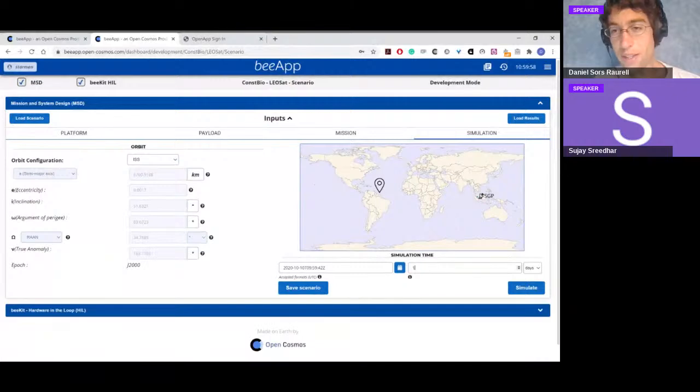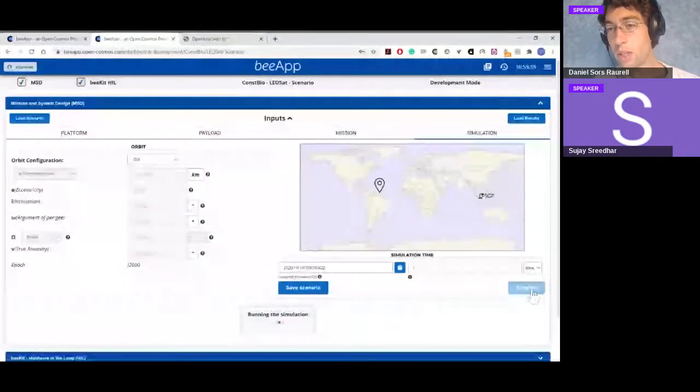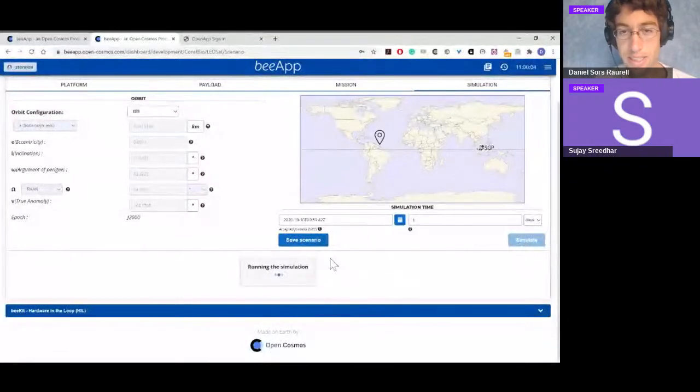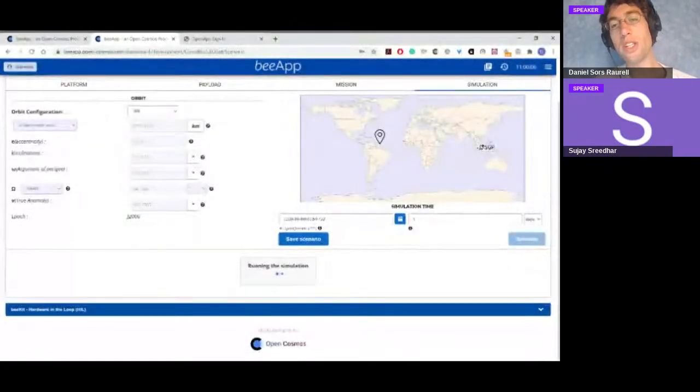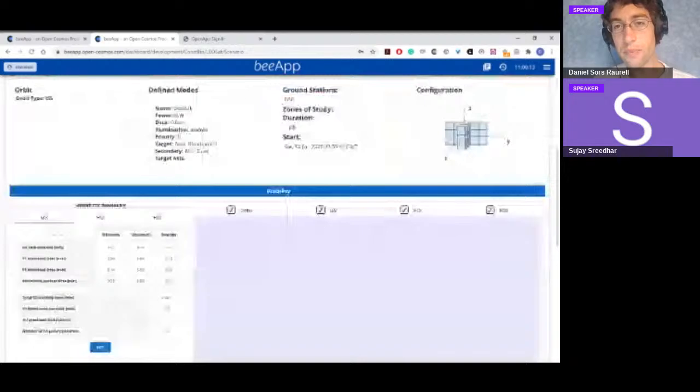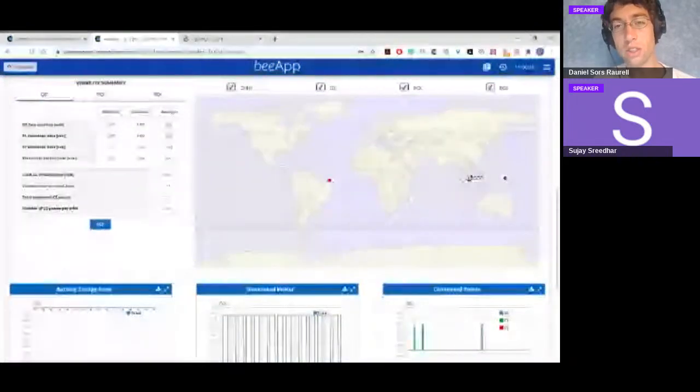I'm going to simulate for 1 day. So I'm going to put 1 day simulation, and I will click on simulate. When I click on simulate, you will see there's these 3 dots. So it's when the simulation is being launched. What happens is that we send a request to our backend. The simulation is launched, and in a few seconds, we get all the results.